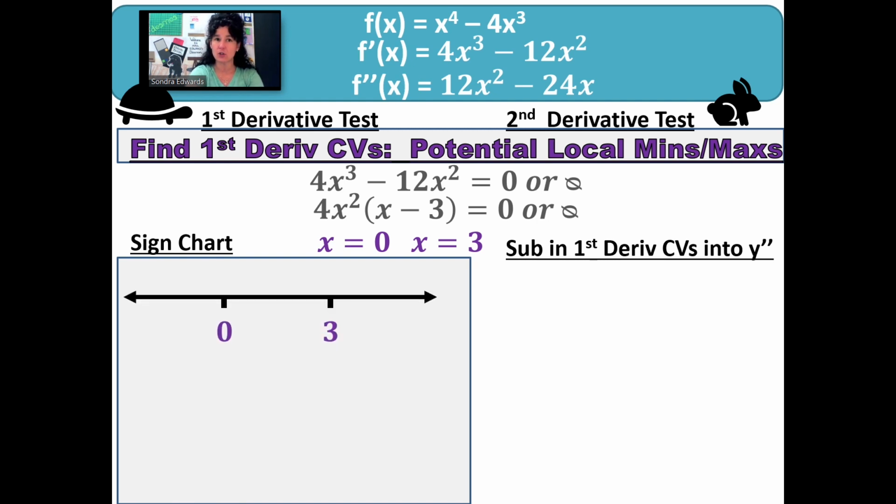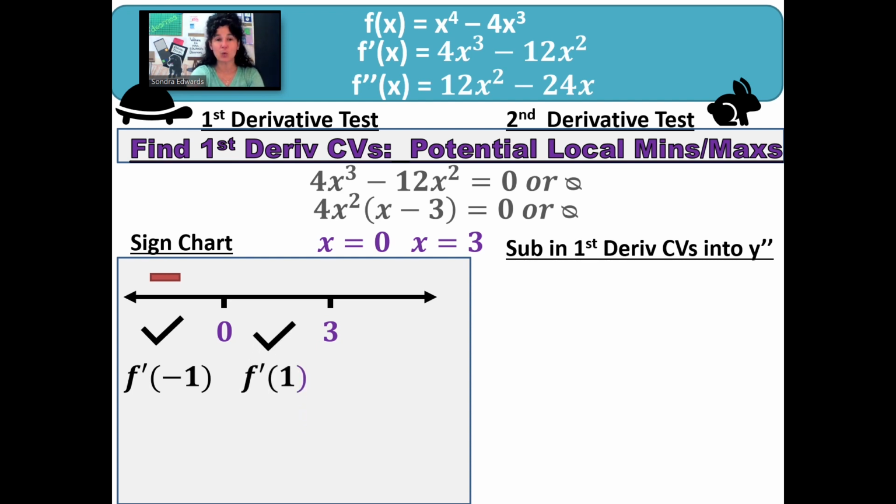So notice I just drew a number line, put the critical values on there, 0 and 3. We want to test around those numbers. So to the left of 0, in between 0 and 3, and to the right of 3. I'm going to check the number -1 because it's to the left of 0. Substituting -1 back into the first derivative, I end up getting a negative answer.